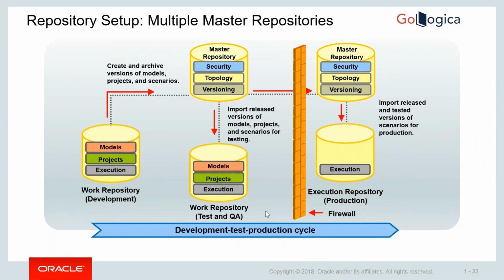In that case, I need to have another master, because from the development master I cannot connect to the work repository of my production. So we need to have another master for production as well. So the production master is separate and the development master is separate. Development and testing can share a master, because they can be in the same network, but generally the production won't be in the same network as development and testing.